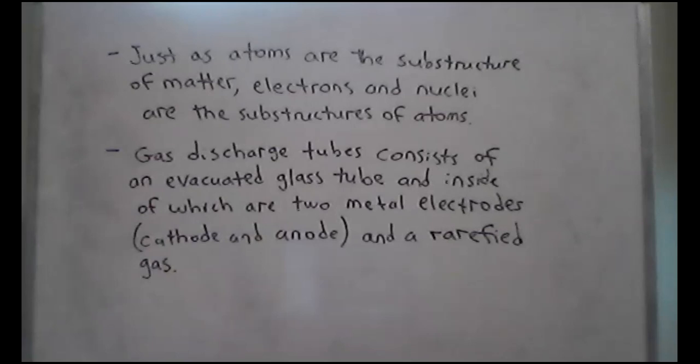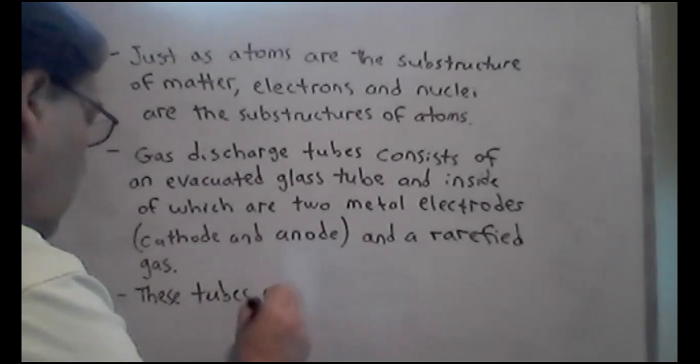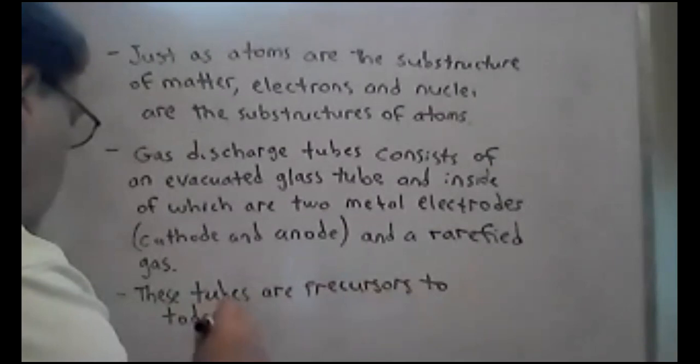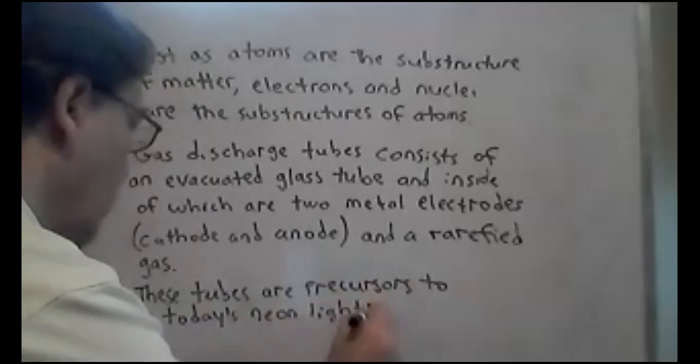These tubes are precursors to today's neon lights. When you see a neon light lit up, essentially it is a gas discharge tube. Of course, neon would be the gas inside of neon lights.